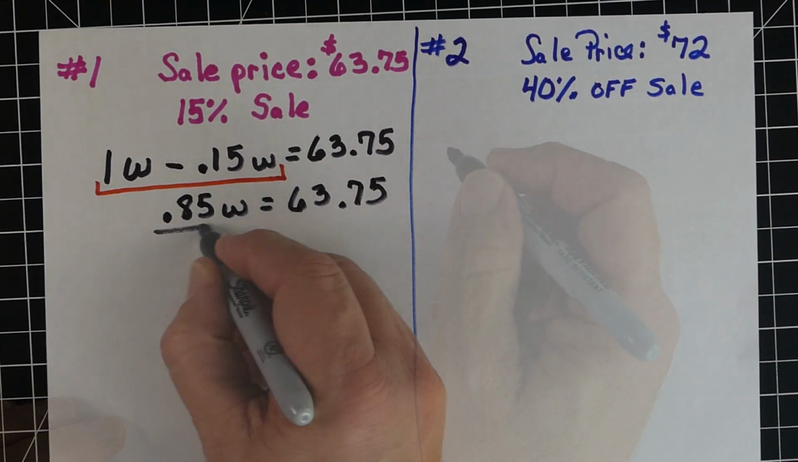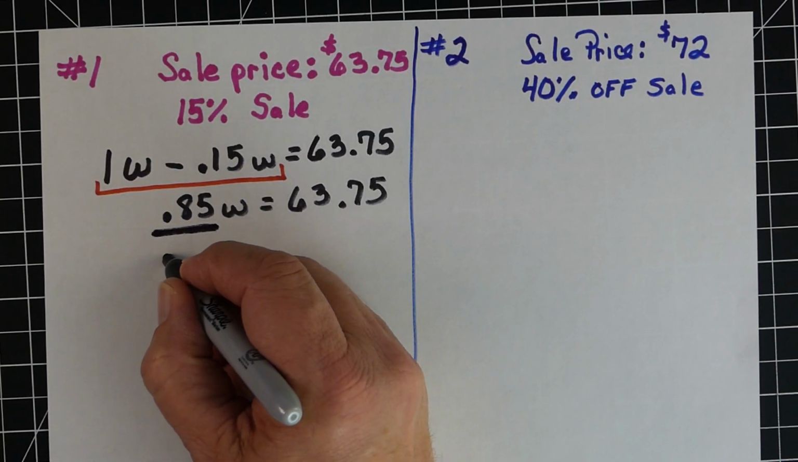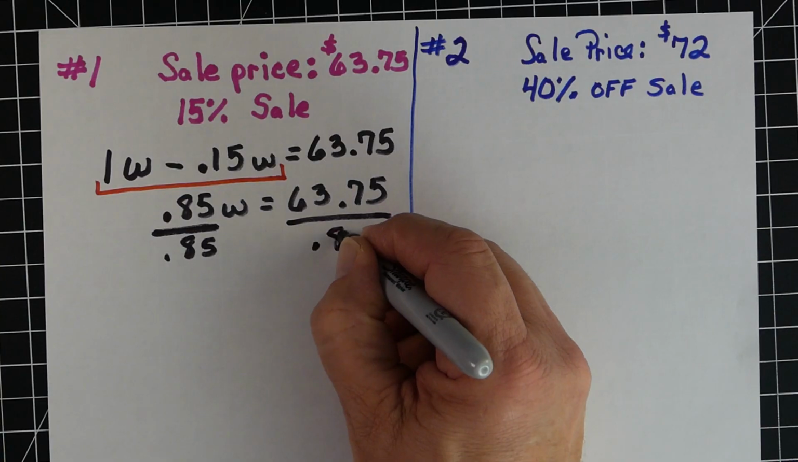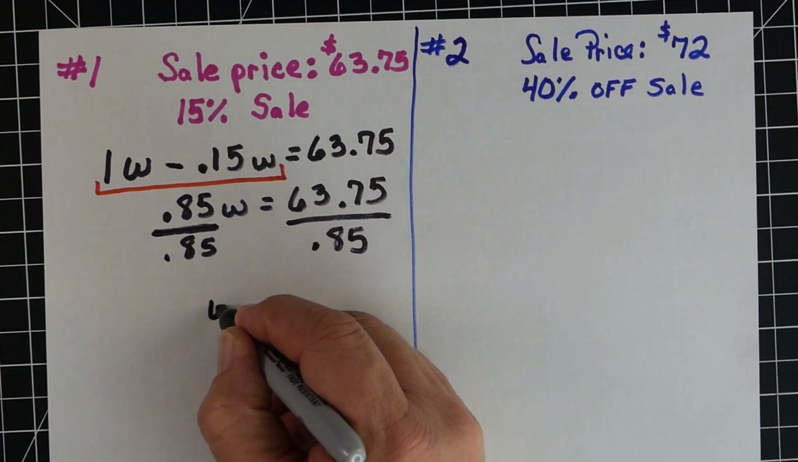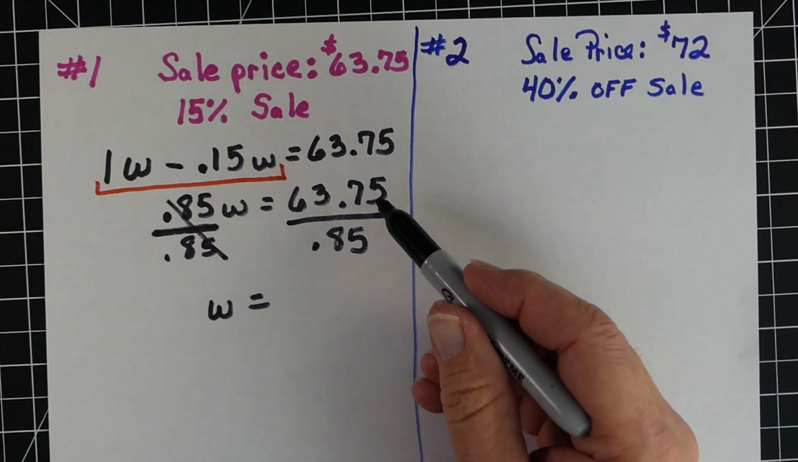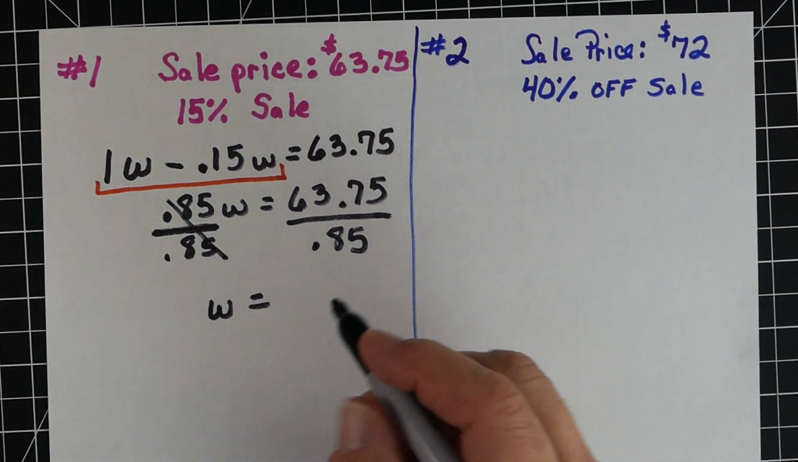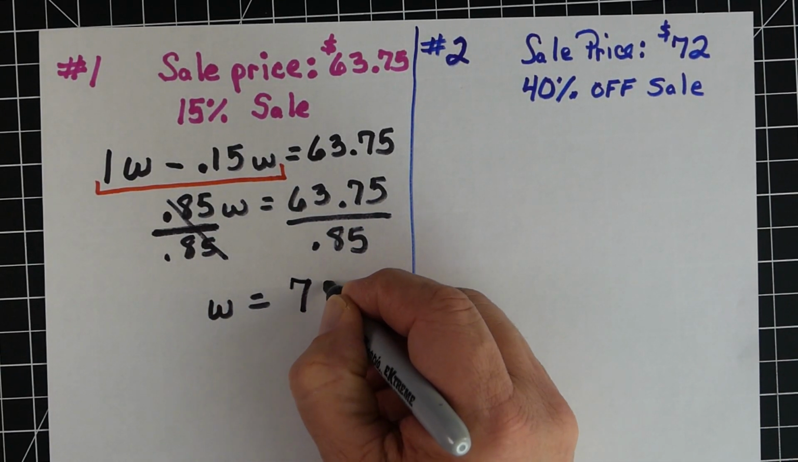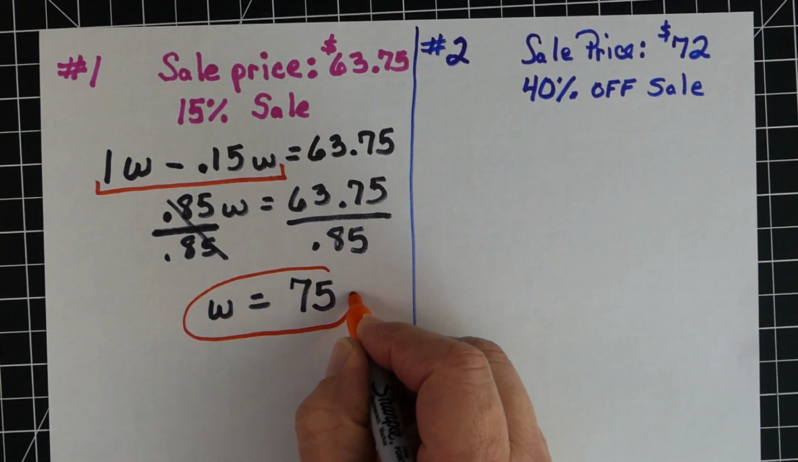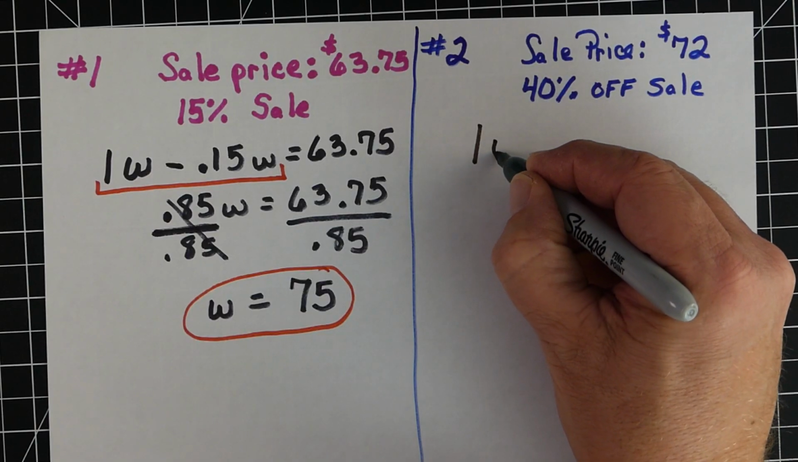So basically I have to pay for 85%. We're going to divide both sides by 0.85. And when we do that, on the left side, we're going to end up with just W. But on the right side, we're going to take $63.75. We're going to divide it by the 0.85. And when we do that, we end up with $75. So the original price before the sale was $75.